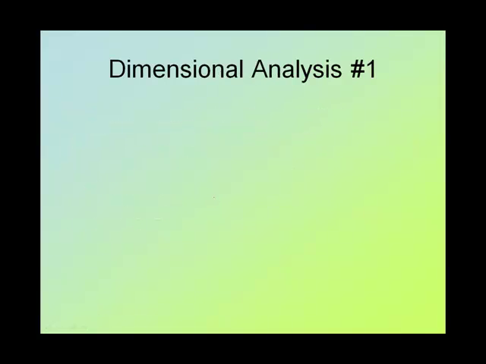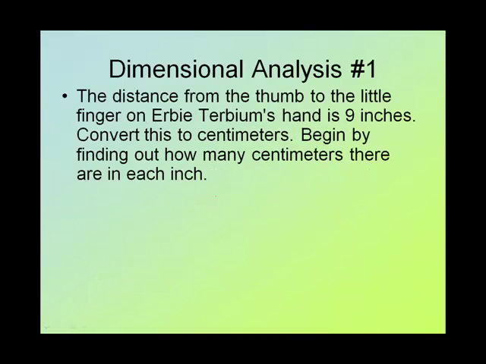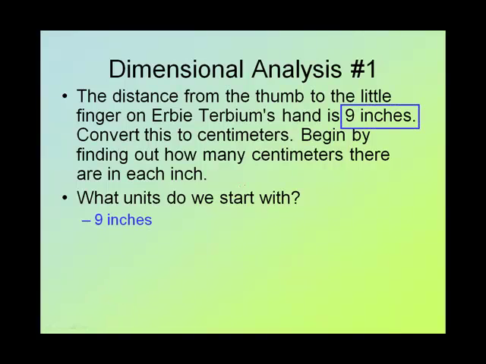Here's an example problem. Taking a look here, the distance from the thumb to the little finger on Irby Terbium's hand is 9 inches. Convert this to centimeters. First of all, you need to begin with finding out how many centimeters there are in an inch. So what units do we start with? Well, we start with 9 inches. What are we trying to convert to? We're trying to convert to centimeters.